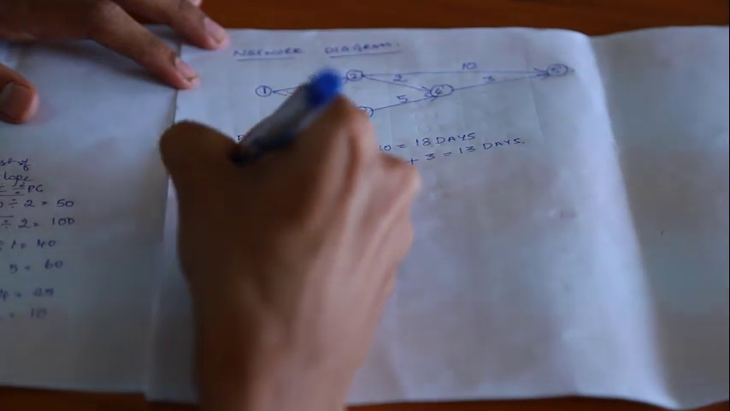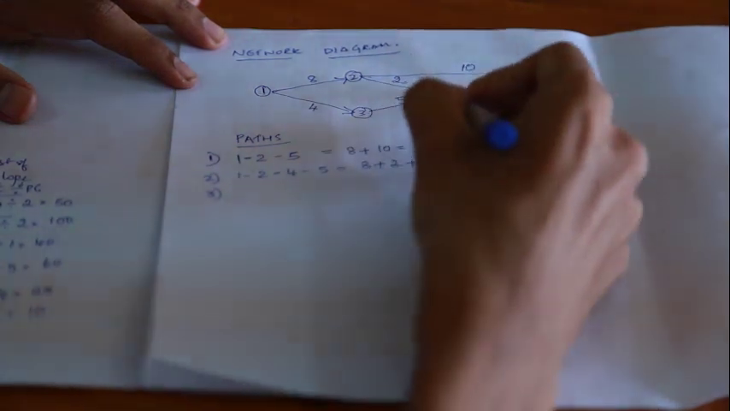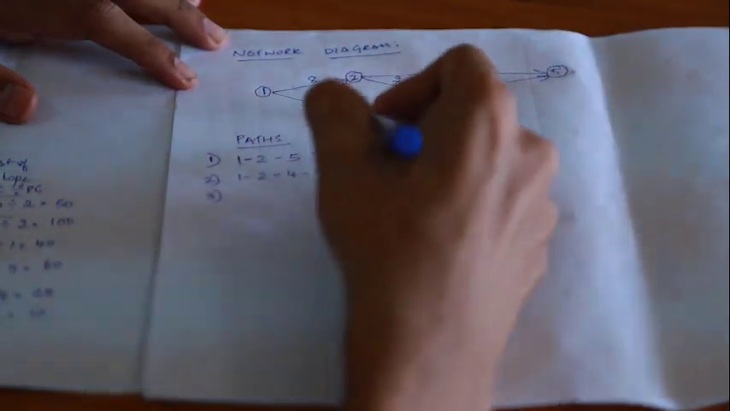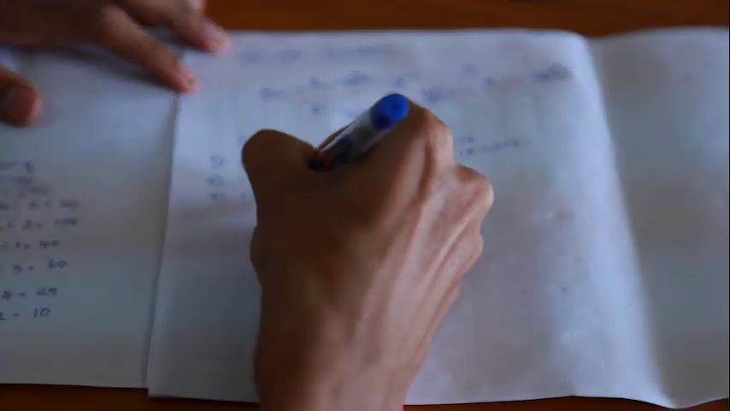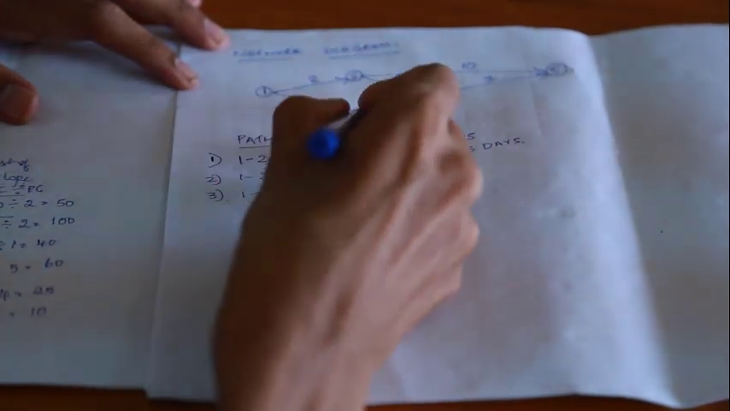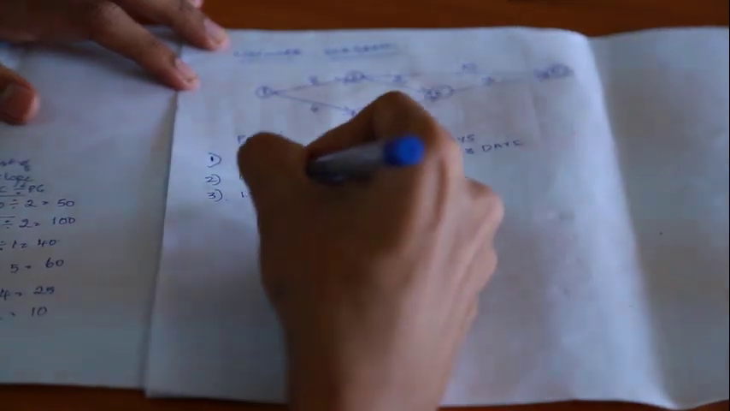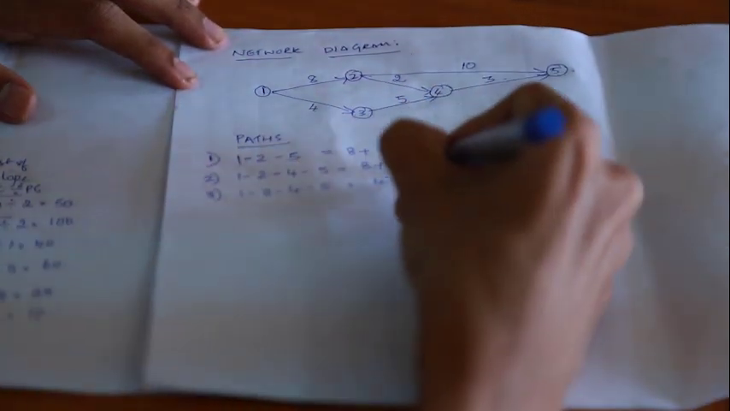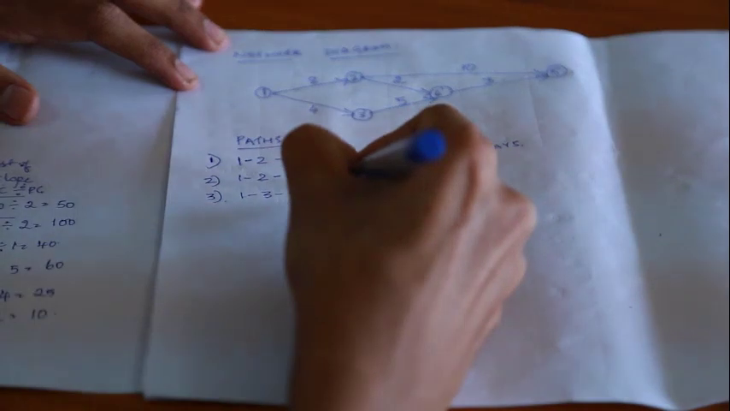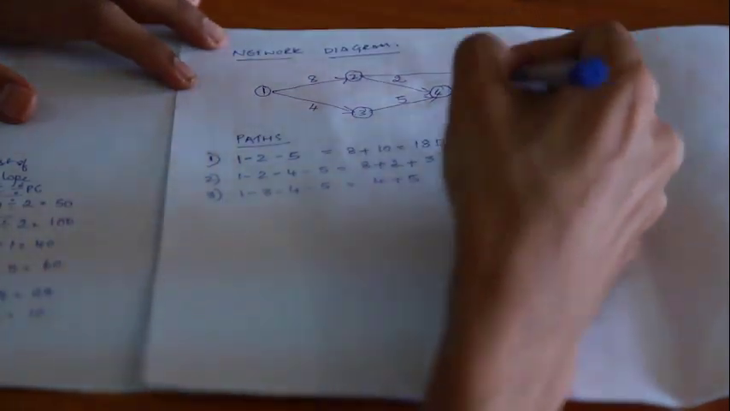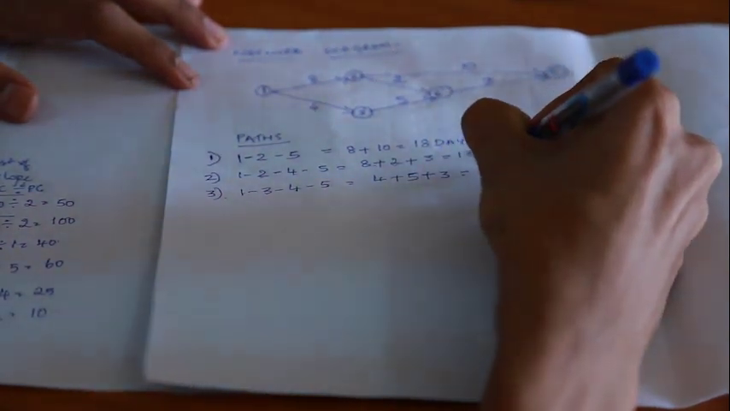Now, we have the third path, which is activity 1 to 3, 3 to 4 and 4 to 5. Activity 1 to 3 will take 4 days, plus 3 to 4 will take another 5 days. Next we have 4 to 5, which will take another 3 days. 4 plus 5, 9. 9 plus 3, 12 days.